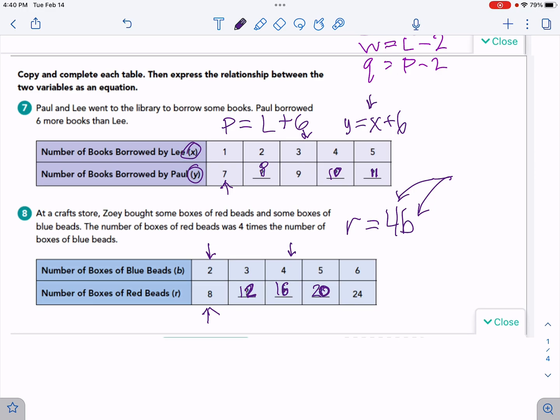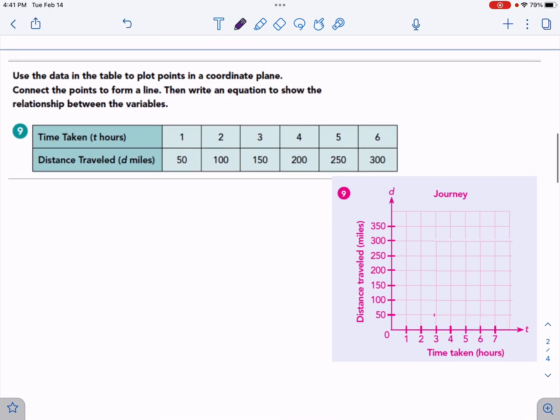Okay, which one would be plotted on the x-axis, and which one would be plotted on the y? Well, B is going to be the independent variable, so it would get plotted on the x-axis, and R is the dependent variable. It would be plotted on the y-axis. All right, let me put independent here and dependent here. All right, very good.